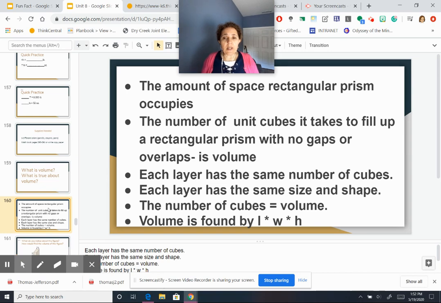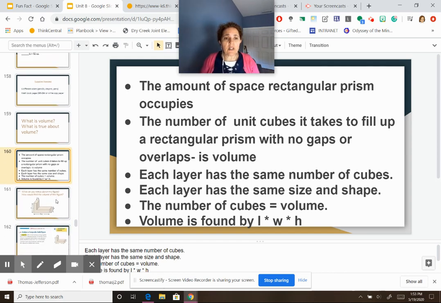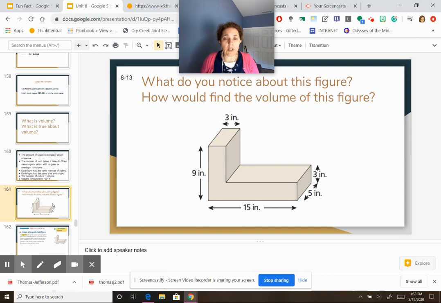Remember that volume is made up of layers of cubes. Each layer has the same size and shape and the number of cubes that occupy it, right? And remember, it's our formula: length times width times height, okay? So in today's math lesson, we're using all that we used in the past: our length, our width, and our height. But now this one's a little bit different.